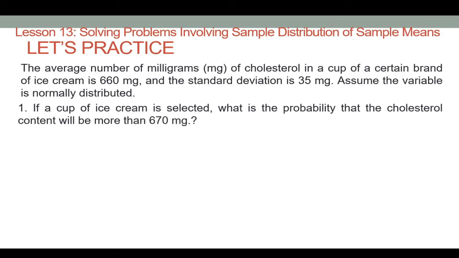Unang tanong, if a cup of ice cream is selected, what is the probability that the cholesterol content will be more than 670 milligrams? So, ano yung unang step? We identify the given. So, ang mean natin, base rito, average number is 660. So, pangalawa, standard deviation is 35. Then, next we have 670. Ano yung 670? Yun yung ating measurement. Kuha ba? Okay, good. Next, we're asked for the probability that the cholesterol content will be more than 670 milligrams. Kaya siya greater than.